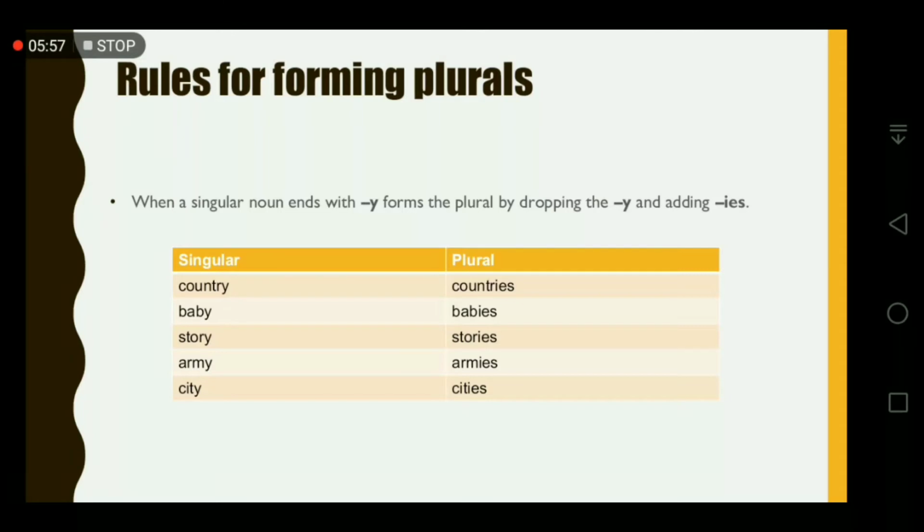Then, when a singular noun ends with y, it forms the plural by dropping the y and adding ies. When a singular noun has the letter y at the end of the word, we just drop the y and add ies, like country, countries, baby, babies, story, stories, army, armies, city, cities, like this way.